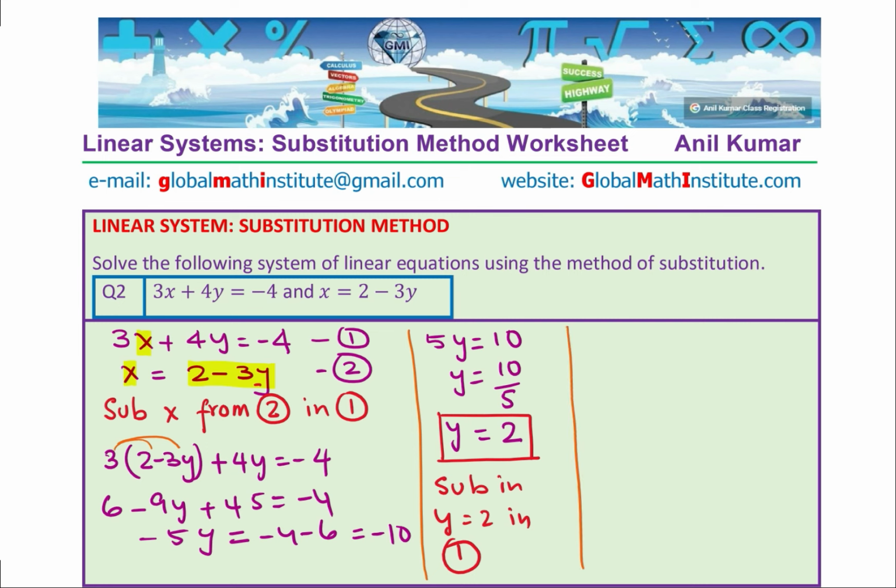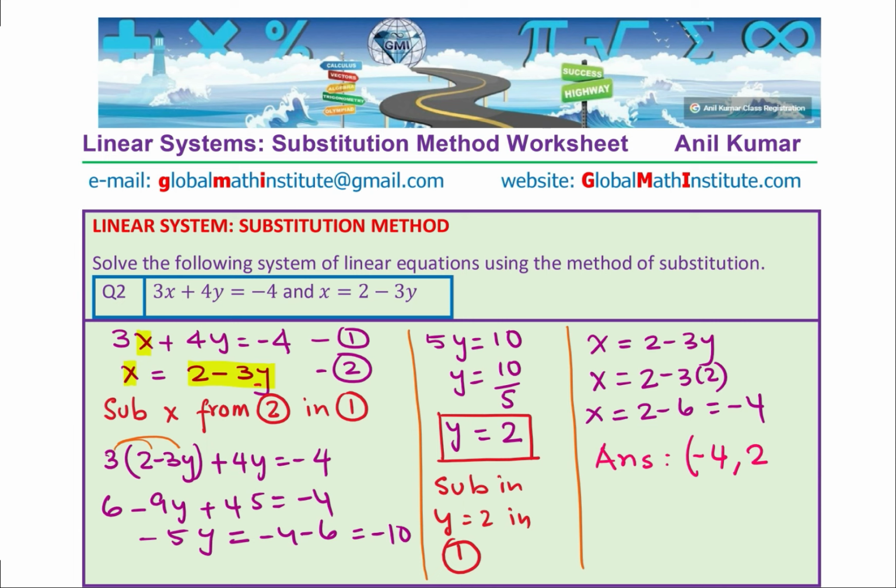So we can now find the value of x, which is equal to 2 minus 3y. Y is equal to 2, so we'll substitute 2 for y, and we get the value of x as 2 minus 6, which is minus 4. And therefore, we can now write down our answer as coordinate point minus 4, the x value, and 2, the y value. Does that make sense to you?